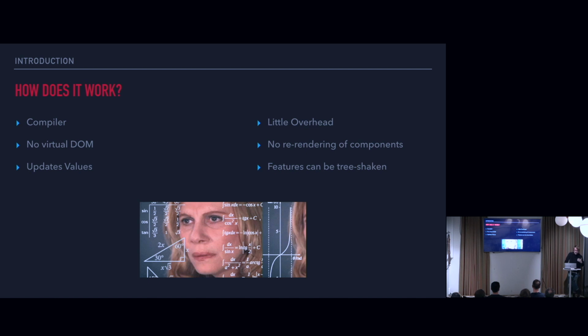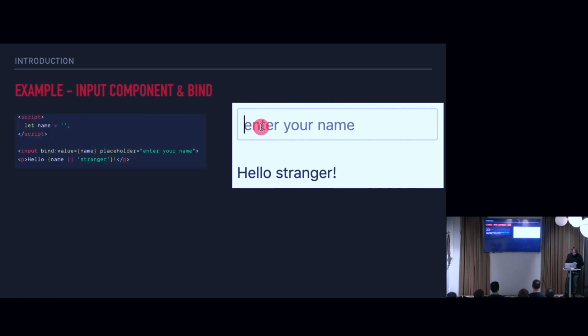And also, these features that are built in, like the animations and the transitions, since it's a compiler, it knows if you're actually using them, so it can just get rid of them. It doesn't have to put them into the runtime because it knows beforehand what it uses. All right, so let's look at some features of Svelte.